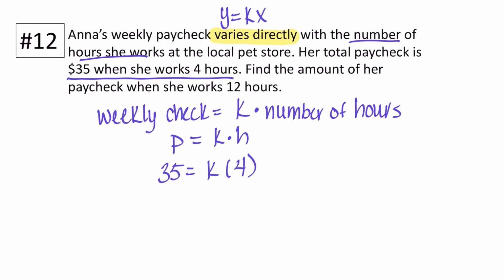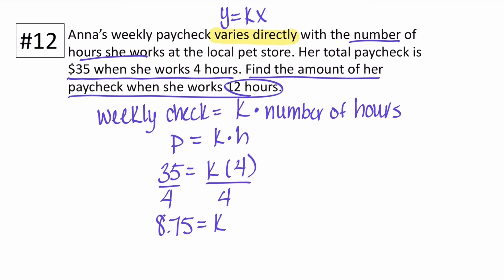So now to figure out the value of K, we can divide both sides by 4. So 35 divided by 4 is going to give us $8.75. And that is our value of K, because that is how much she makes per hour. So now we need to find the amount when she works 12 hours. So we have this equation now, right? We can substitute in K and we can say P equals 8.75 times H.